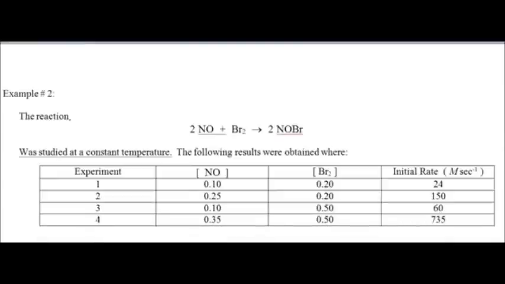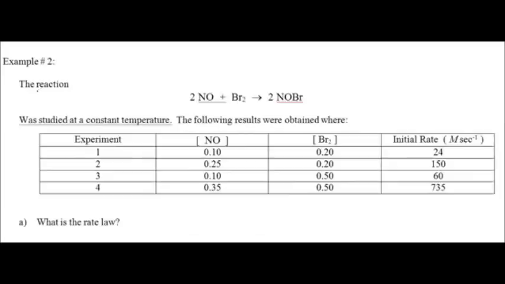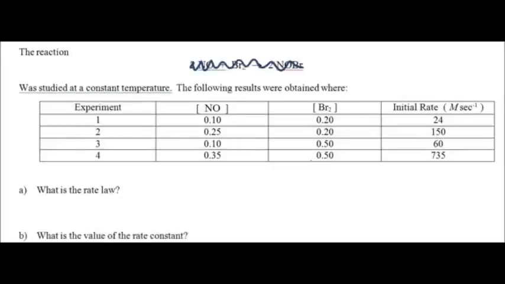In example part 2, very similar to example number 1, we have 4 trials, and we have the reaction where nitrogen monoxide reacts with bromine to form NOBr. Again, we really don't care about the balanced equation, so we never want to get distracted by that. So let's start off with the rate law.